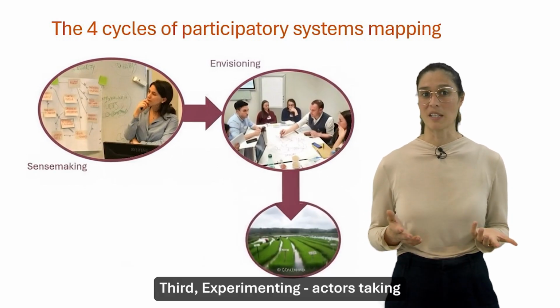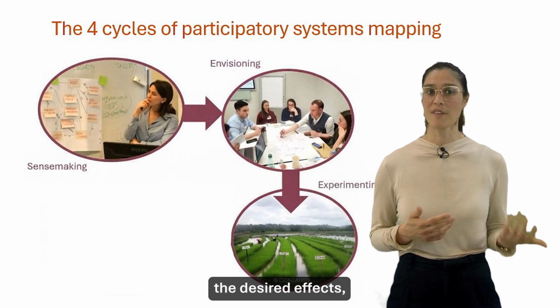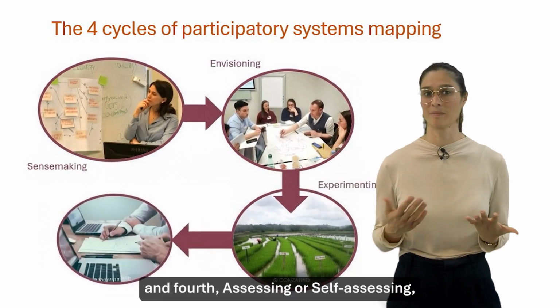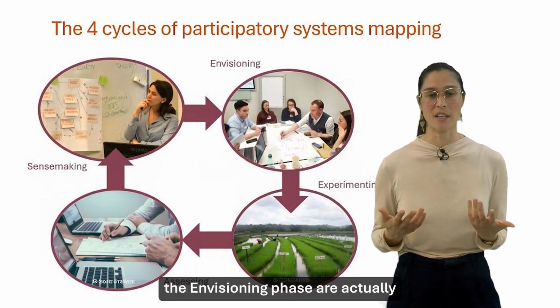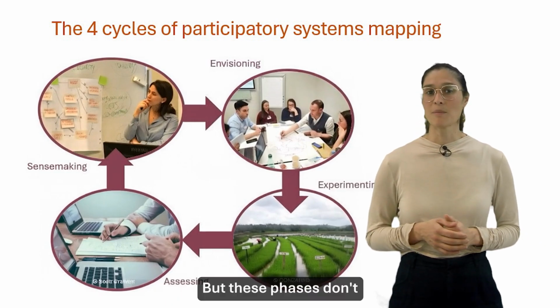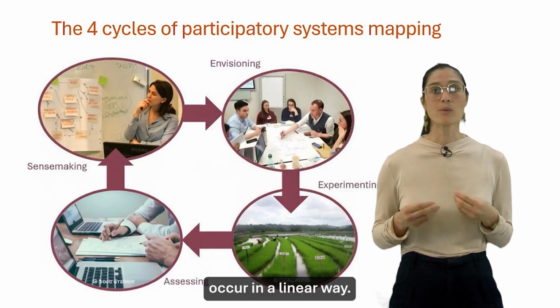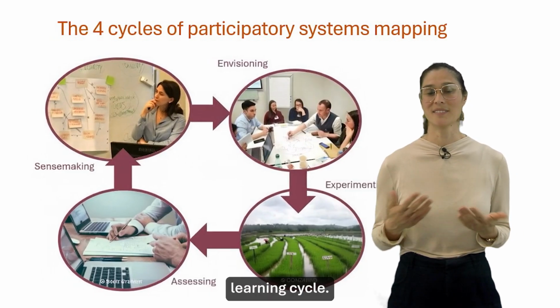They identify possible interventions or strategies and reflect on how combinations of actions can together change the system. Third, experimenting. Actors taking distributed action to generate the desired effects. And fourth, assessing, or self-assessing, whether the effects described in the envisioning phase are actually achieved or not. But these phases don't occur in a linear way. Instead, they form an iterative learning cycle.